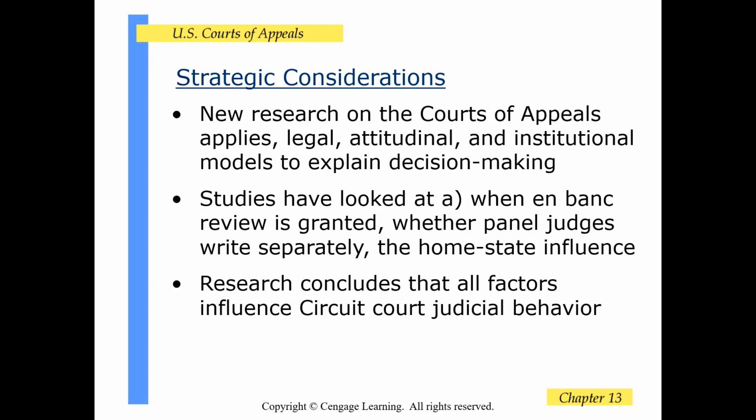New research has shown the Court of Appeals applies legal, attitudinal, and institutional models to explain decision-making. Studies have looked at, when en banc review is granted, whether panel judges write separately, whether there's a home state influence. Research has also concluded that all factors influence circuit court judicial behavior across the whole spectrum, whether they are legal, attitudinal, institutional, or strategic.